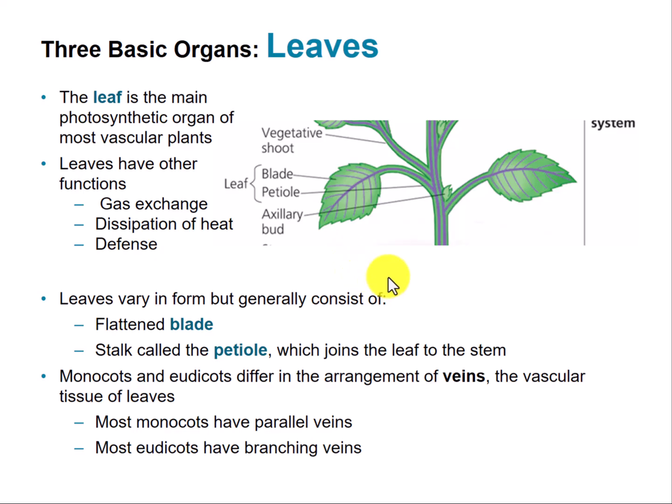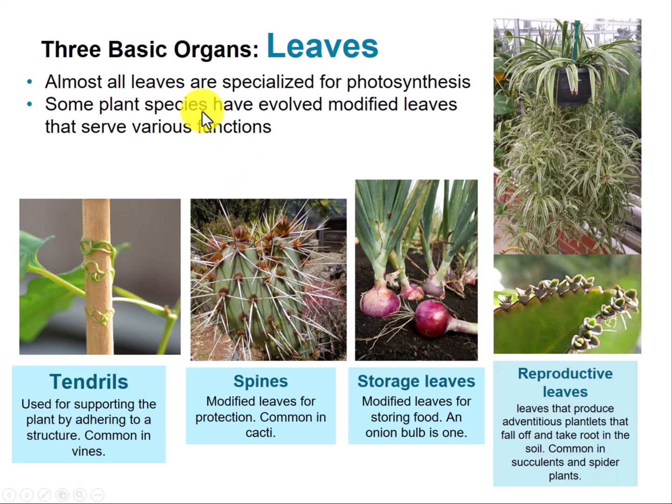And as we saw with both our stems and our roots, we also have modifications of leaves. And so almost all leaves specialize for photosynthesis, but some have additional modifications that give them advantageous properties for our plants. So tendrils, these are used for support and adhering to structures and growing on things. Common in vines. Spines we see in cacti. These are modified leaves, so the spines themselves are modified leaves for protection.